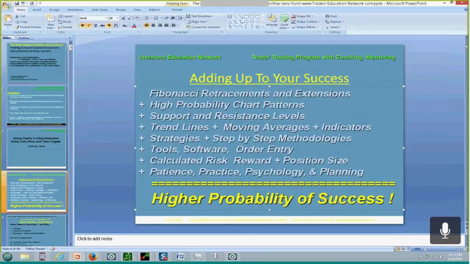Then you start employing strategies and step-by-step methodologies. You add your tools and software, your knowledge of your order entry platform. You calculate your risk reward, your position size. Then you have patience, do a lot of practice, get your psychology right, have a plan and stick to it, and that gets you to the bottom line of a higher probability of success. And it takes years to get to the point where you feel comfortable that you have a methodology and a system. And even the best professionals in any endeavor have coaches and mentors, and that's something that you might want to consider.